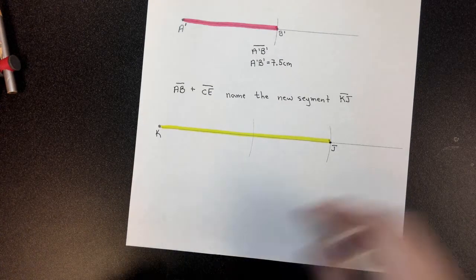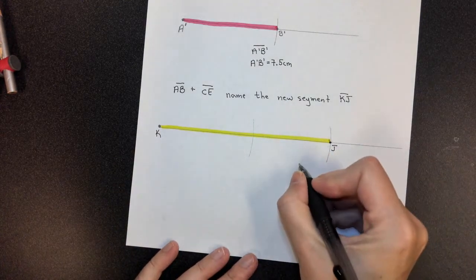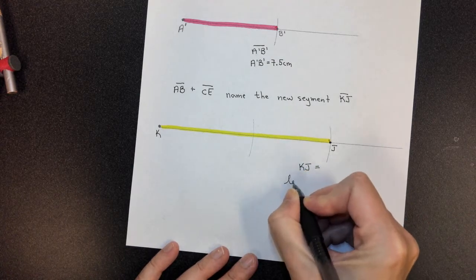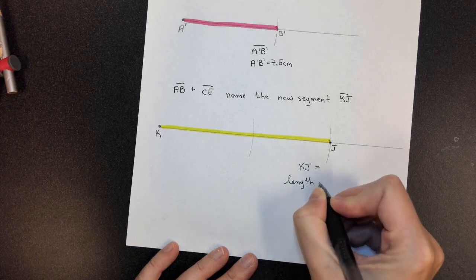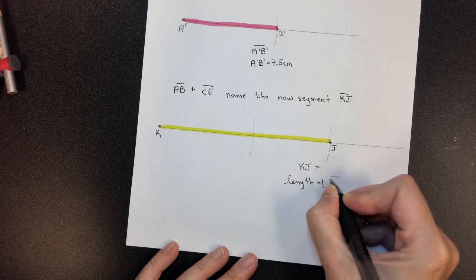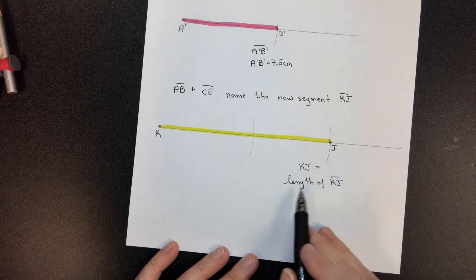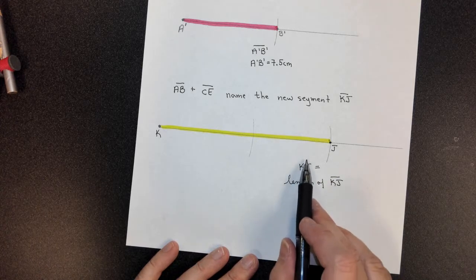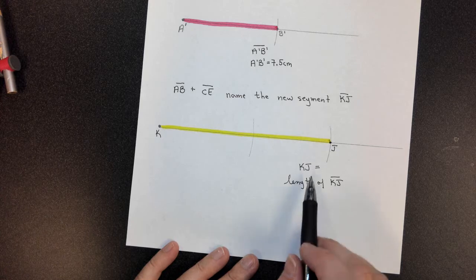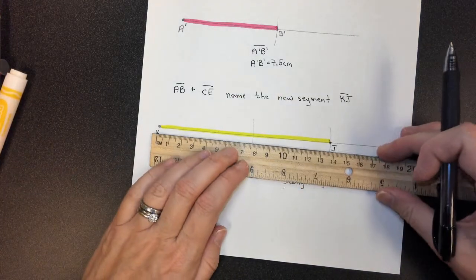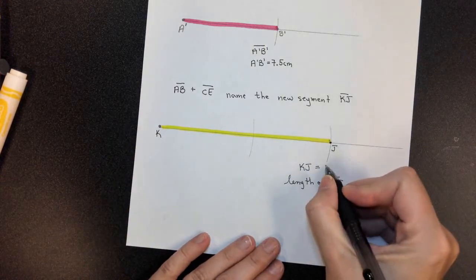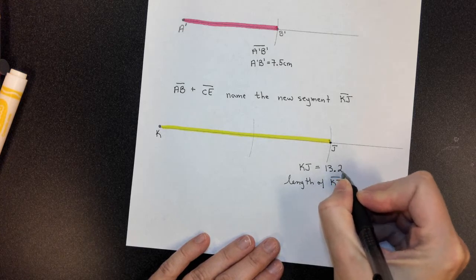If I want to know the length of KJ, I can say KJ equals, this means length of segment KJ. That's a lot to write. So we represent it by the points with no segment mark on top. The length of KJ is going to be about 13.2. So we have 13.2 centimeters.